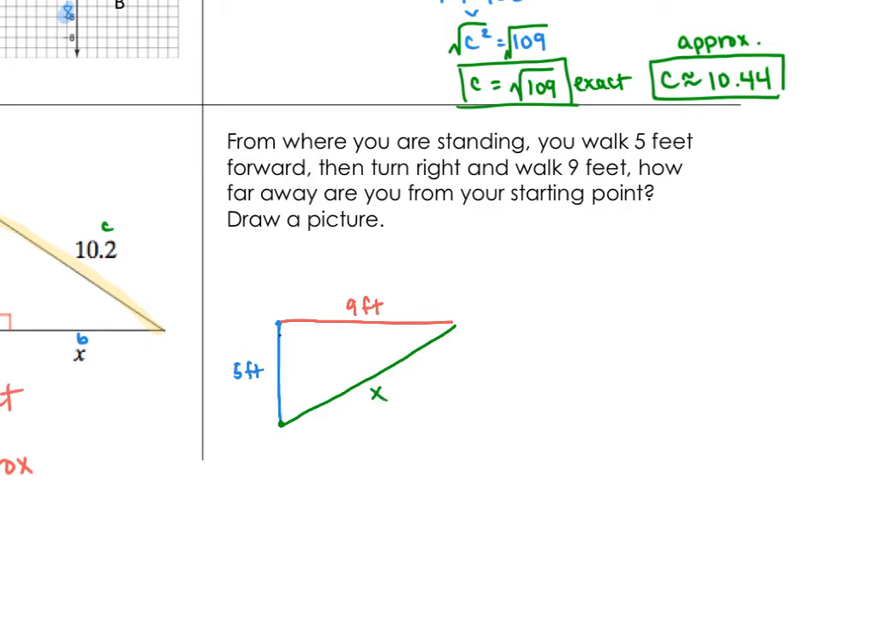Well, walking this direction, I formed a right triangle, so I can use Pythagorean theorem. What I'm solving for in this problem is the hypotenuse. Okay, so now that my picture's drawn, now I can just apply Pythagorean theorem. It's just going to be 5 squared plus 9 squared is equal to x squared. Pythagorean theorem, we need to make sure the hypotenuse is always by itself. So 5 squared is 25, 9 squared is 81. Then we're going to add those together. You get 106. Last step, take the square root of both sides.